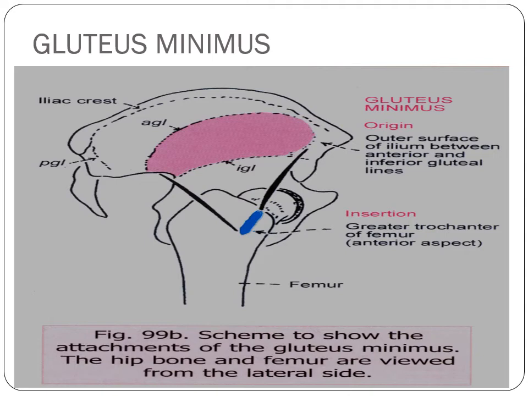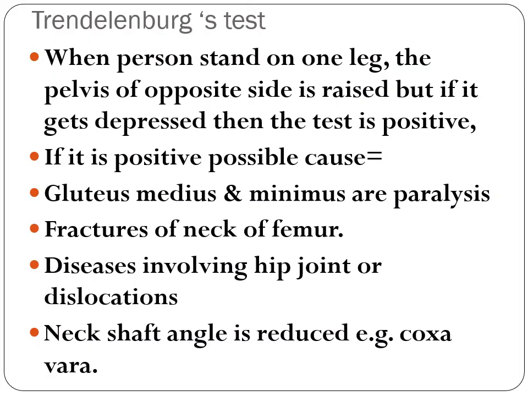The anterior fibers of both medius and minimus muscle act as a medial rotator of the hip joint to increase the forward swing during locomotion. So these are the actions of the gluteus medius and minimus.